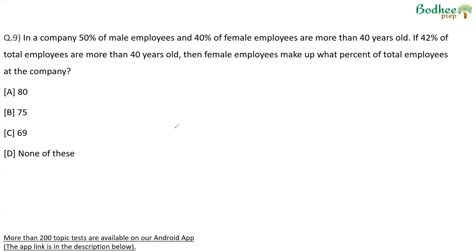In a company, 50% of male employees and 40% of female employees are more than 40 years old. 42% of the total employees are more than 40 years old. Then female employees make up what percent of the total population of the company? Let the number of male employees be M, let the number of female employees be F. So 50% of males plus 40% of females are more than 40 years old. This should be the total number of people over 40 in the company. That is 42% of the total.